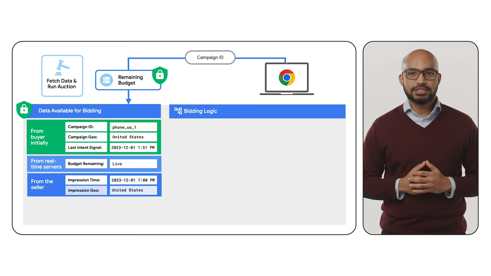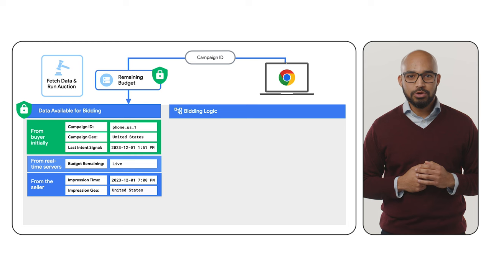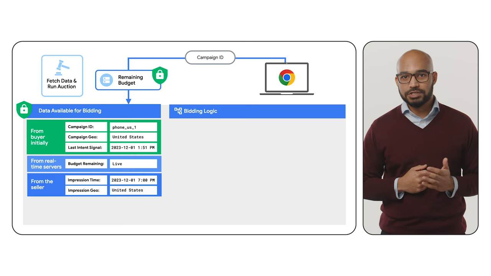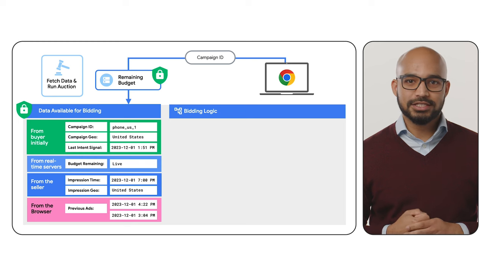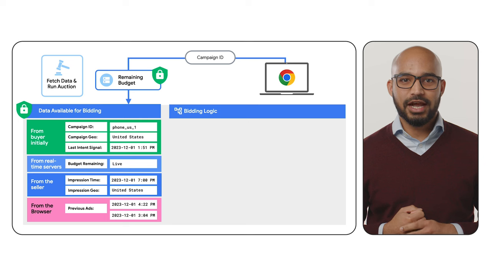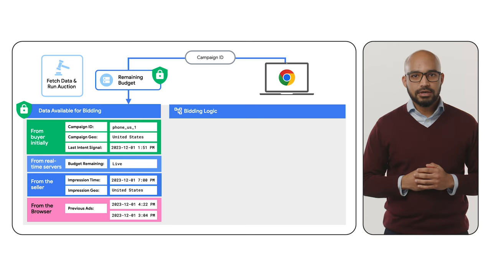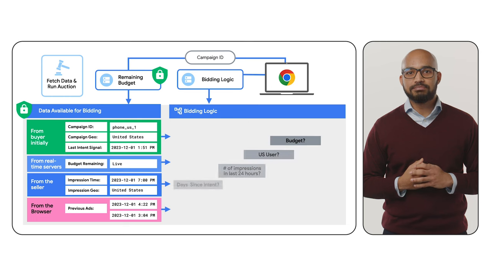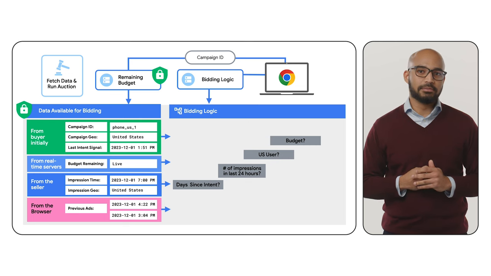Then there's data the seller brought into the auction. This was the specific impression time. Then the geo for this browser at the time of the impression, which is the United States. Finally, the browser itself also brings data into the auction. In this case, it includes the previous time this browser had rendered this exact ad. As you can see, at this particular moment, this campaign's ad has been delivered to the browser 2 times. Now, the browser fetches the bidding logic from the buyer's bidding logic server. This is the generate bid function. It brings it into the secure auction environment, and all the data we just went through gets applied to the bidding logic to determine a bid.